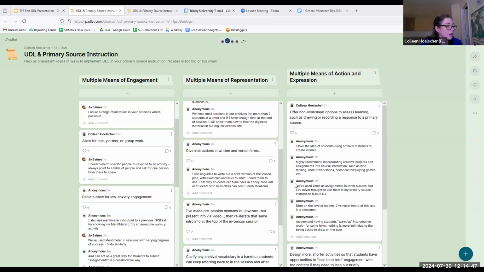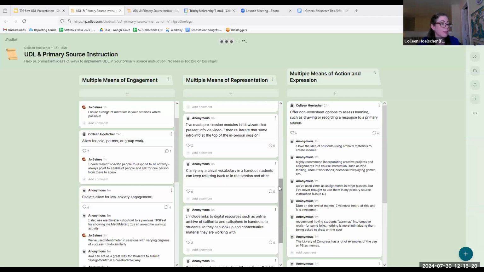And let's see, another person said that they use LibGuides to write out a brief version of the lesson plan with examples and links to what I need them to use. That way students can tune back in if they zone out, or students who miss class can see. I think that is a really great point about students who miss class. I know the school where I work, we have a lot of student athletes. And then also, in these post-COVID times, we'd rather students not come in if they're sick. So giving them the opportunity to still engage with the material.